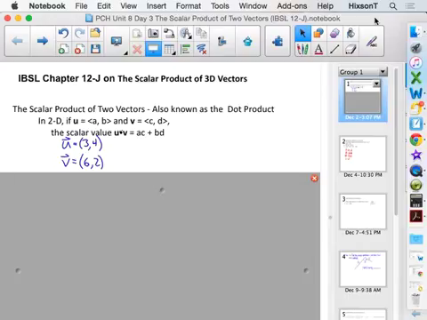Alright, so we're looking at the scalar product, i.e. the dot product. And we have seen this in 2 dimensions.